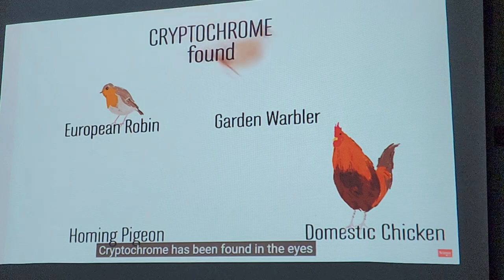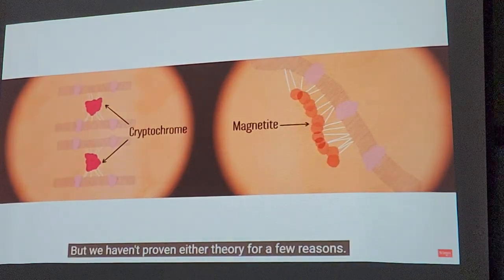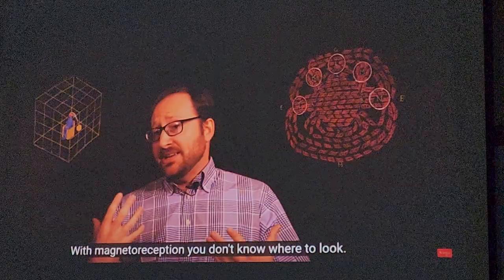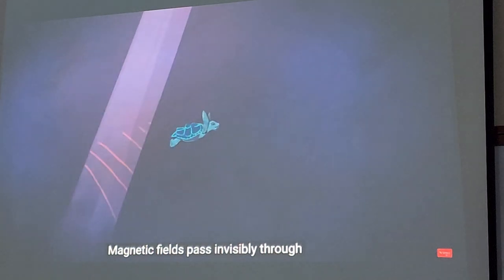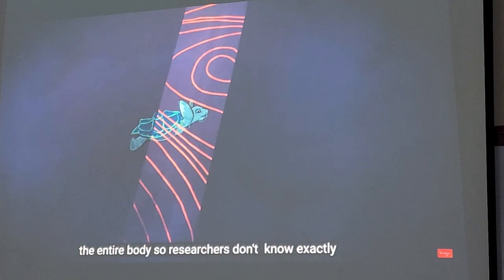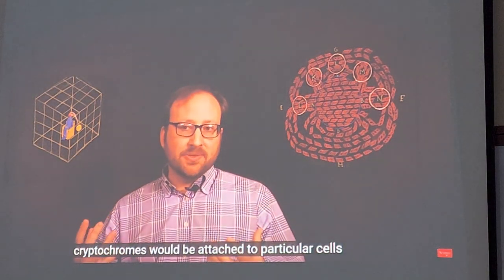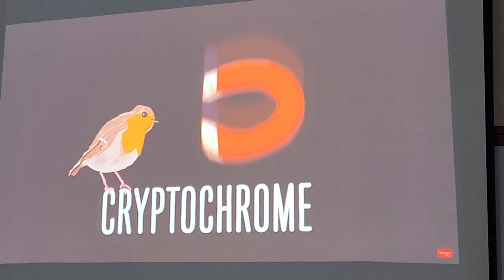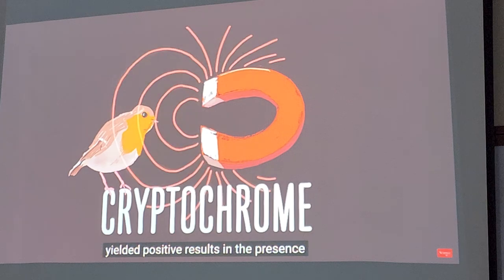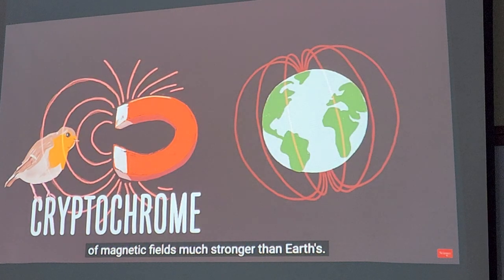Cryptochrome has been found in the eyes of several migratory birds, but we haven't proven either theory for a few reasons. With magnetoreception, you don't know where to look. Magnetic fields pass invisibly through the entire body, so researchers don't know exactly where these magnetite particles or cryptochromes would be attached to particular cells, and so mistakes are made all the time. And so far, cryptochrome experiments have only yielded positive results in the presence of magnetic fields much stronger than Earth's.